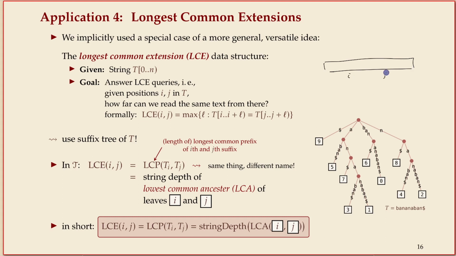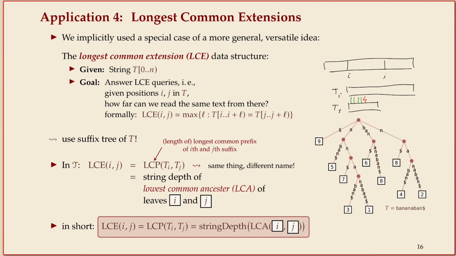So let me draw my favorite picture again. I can take this ti, and I can take tj, which starts here, and align it below ti and tj. And then I can ask how many characters here are equal before I get a mismatch. So these two things are the same, just a different name.